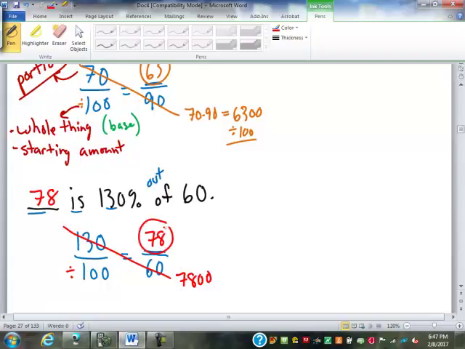Now, how is it that the portion, the piece that we're looking at, is bigger than the whole thing? Well, our percent was bigger. There you go, exactly. 130 is bigger than 100%. The whole thing is 100%. 130% has to be bigger than the whole thing.